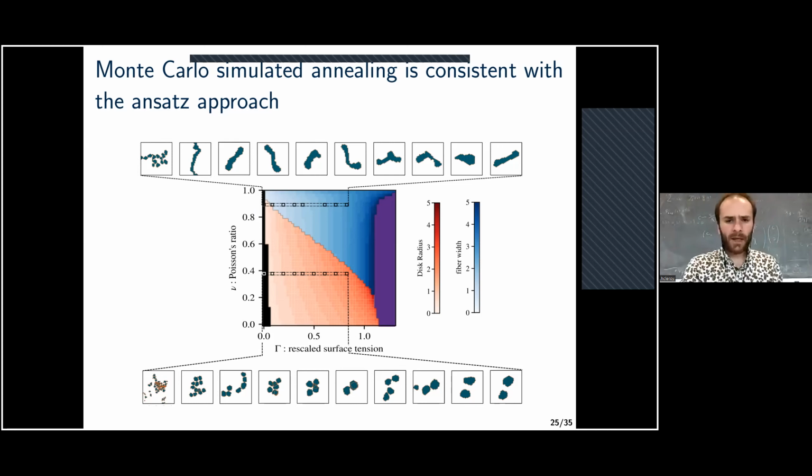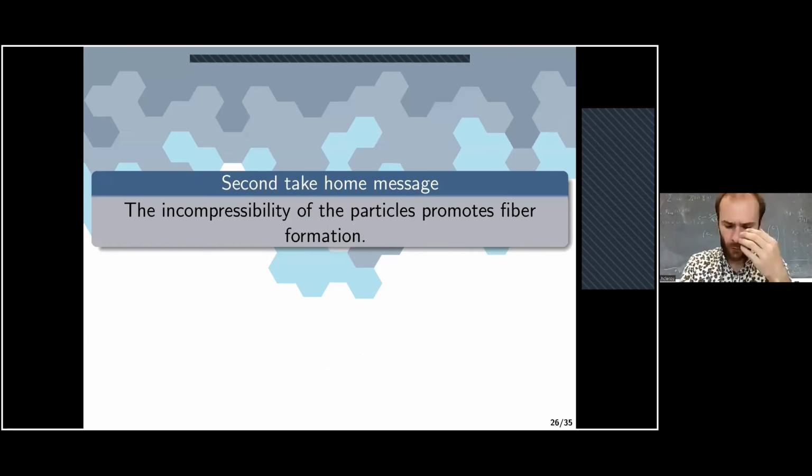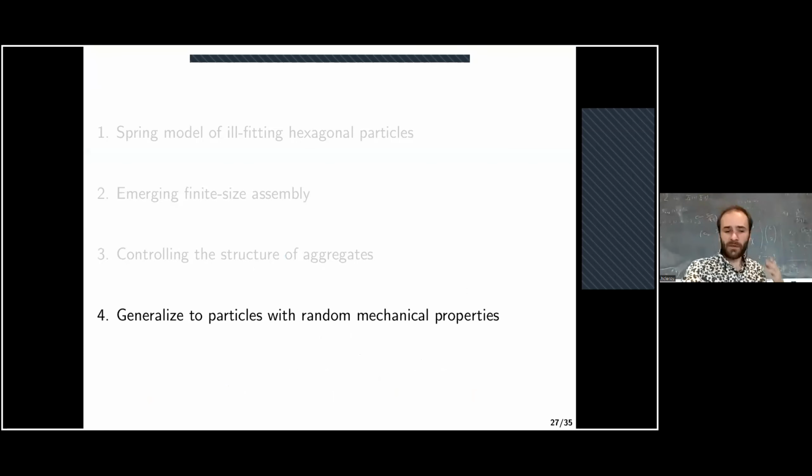So I hope I convince you about the role of this incompressibility of the particles. That is the second take-home message, because it seems that we have identified a second feature of the particle that will influence the aggregate structure. Because if I did not convince you, it's fine. I have a fourth section that is supposed to be a generalization of what I did before.